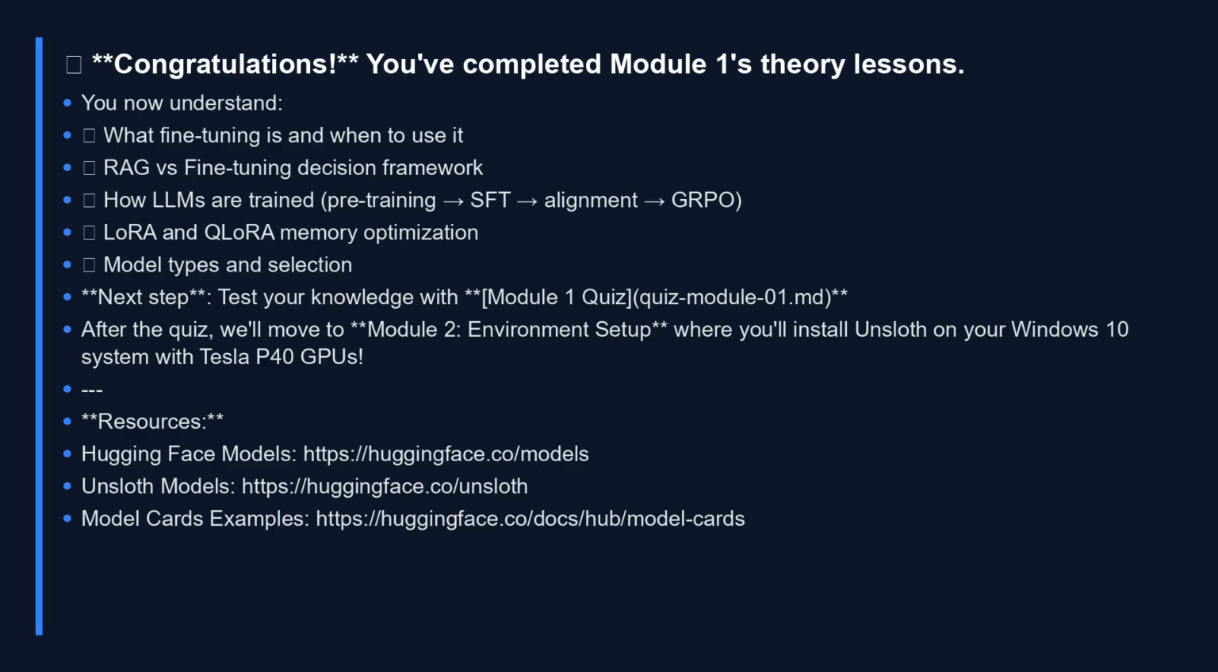The next step is the Module 1 quiz, a chance to confirm these concepts are solid before you touch any code. After that, Module 2 begins the hands-on work, installing Unsloth on your Windows 10 system with those Tesla P40 GPUs, configuring the environment, and running your first model load. The theory ends here. The building starts next.